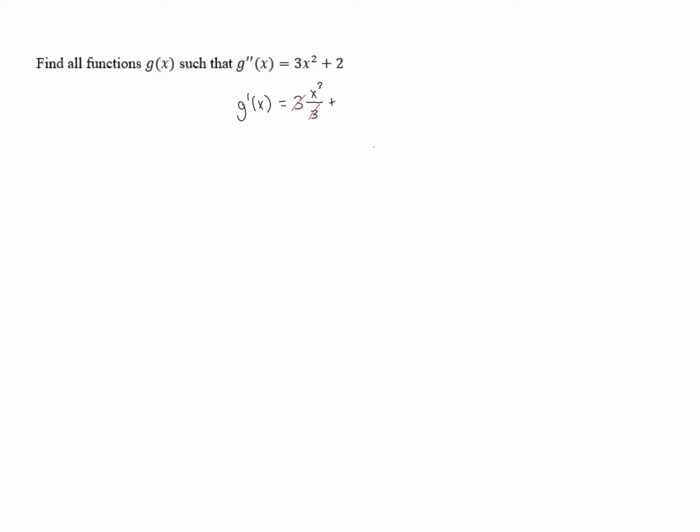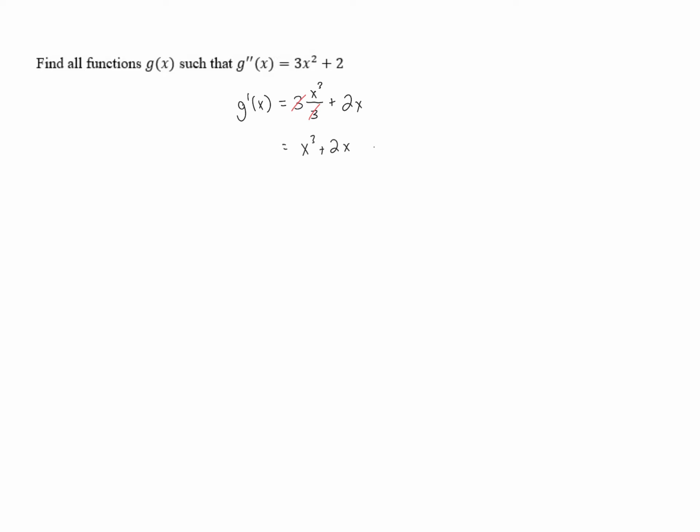And then plus, what is the antiderivative of a constant? What has a derivative of 2? Well, if we think a little bit, we remember that a linear function has a derivative that's constant. And so, if we think of 2x as a function, the derivative of 2x is just 2. And so that is what we have here. So we basically have x cubed plus 2x.